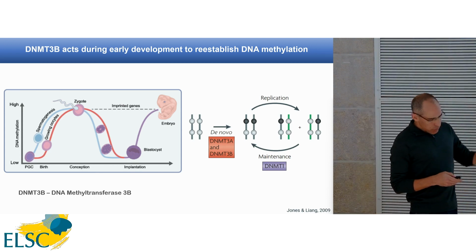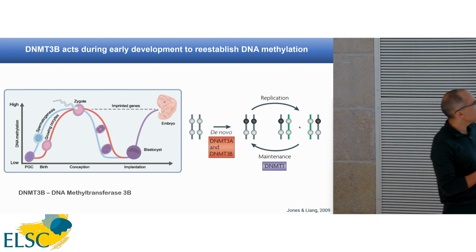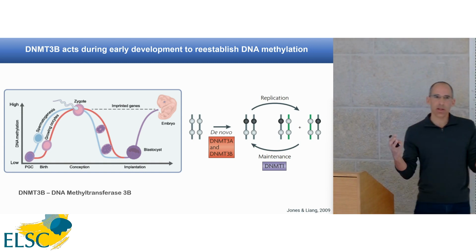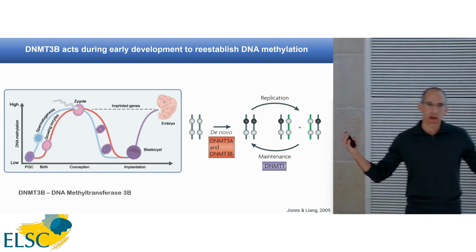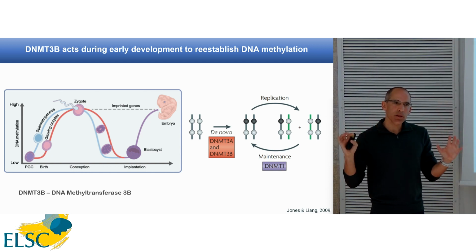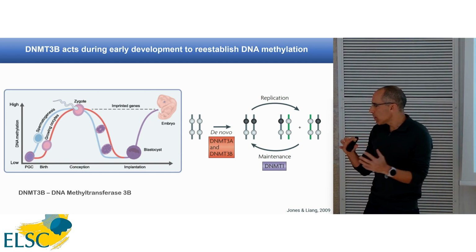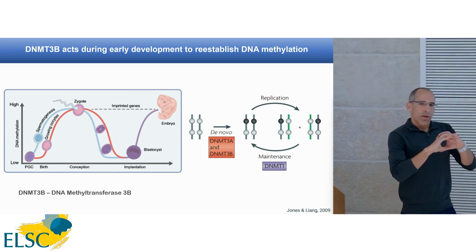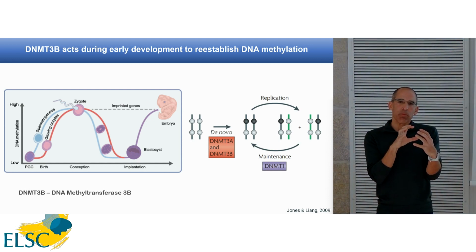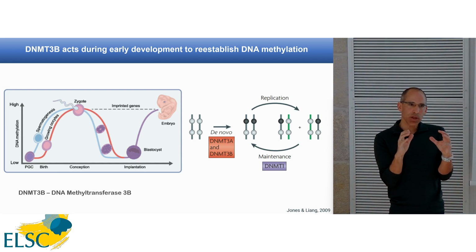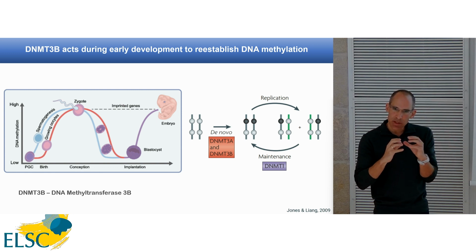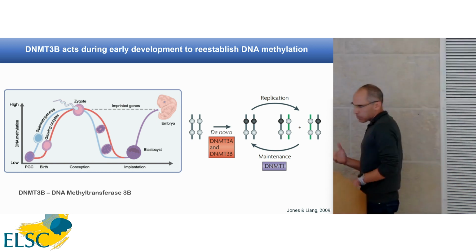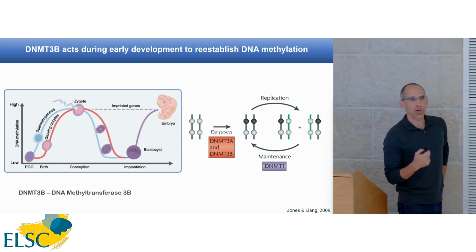And if you go back to development, in primordial germ cells, the cells that make the sperm and the egg, there's a particular signature of DNA methylation. When they meet and fertilization takes place, in the first week of development, there is a complete erasure of DNA methylation, and then after implantation, there is a reestablishment of the DNA methylation during development. So this protein, DNMT3B, is the de novo DNA methyltransferase.